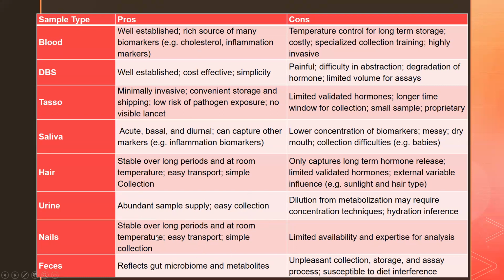Nails and feces. Nails, compare that to hair. I would say that if you had to pick one over the other right now, go with hair, just because there's still a few things that we need to test when it comes to nails. But if you're in a situation where they don't have hair, go with what you can get. And then, of course, we have feces, which reflects the gut microbiome and metabolites. So it is unpleasant, but there's a lot of stuff that you can get from it.